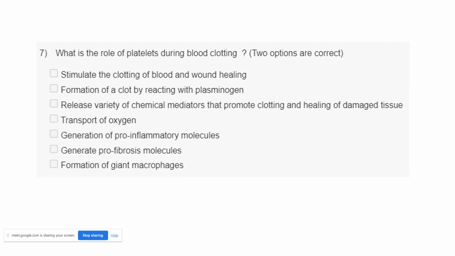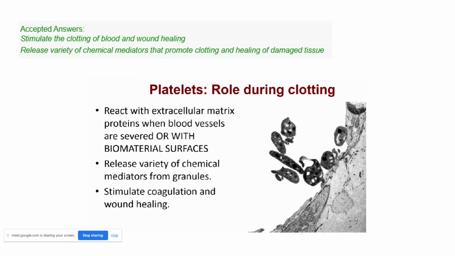These are all incorrect options. So, stimulation of clotting of blood and wound healing and release of variety of chemical mediators that promote clotting and healing of damaged tissue are the correct options, or the roles of platelets. Platelets react with the ECM proteins when blood vessels are severed or with biometal surfaces, and it releases variety of chemical mediators from granules, and it stimulates coagulation and wound healing.